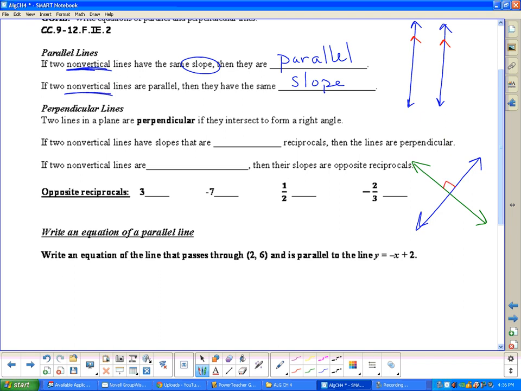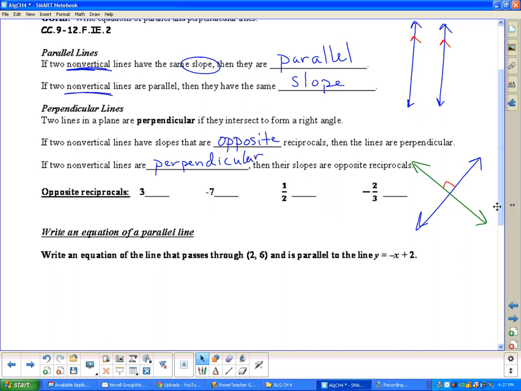So as far as we're concerned with the equations, if two non-vertical lines have slopes that are opposite reciprocals, then the lines are perpendicular, and if two non-vertical lines are perpendicular, then the slopes are opposite reciprocals. So here's what I mean by that. They need to be opposite and they need to be reciprocal. So opposite means different sign. So because this 3 right here is a positive 3, our new 3 is going to be a negative.